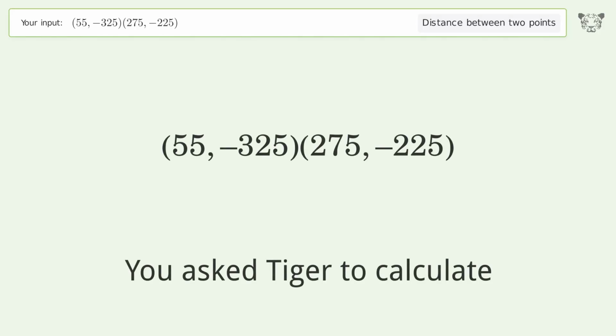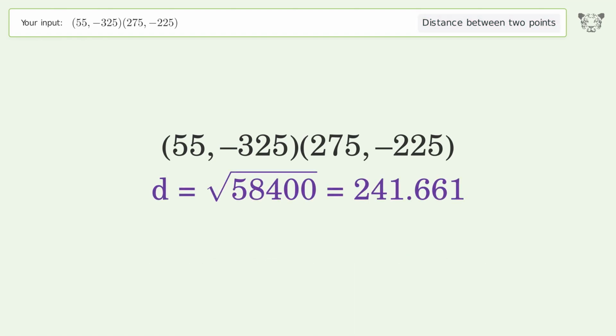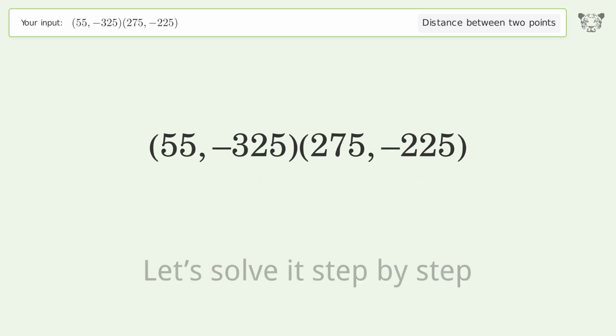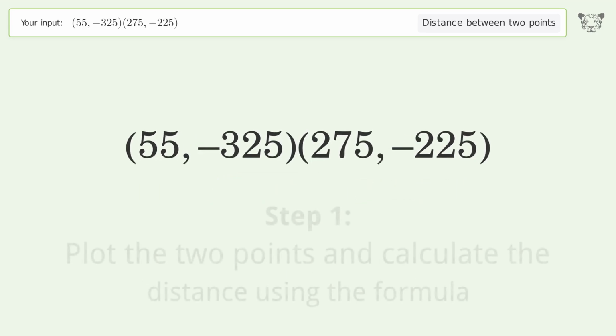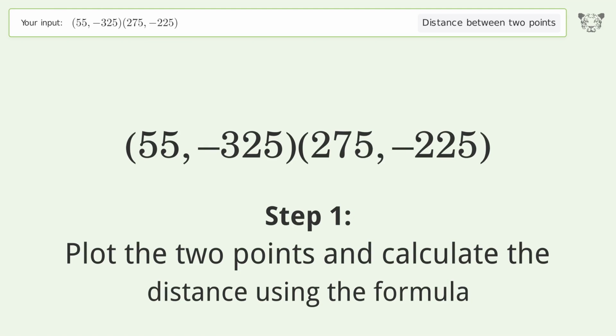You ask Tiger to calculate. This deals with the distance between 2 points. The distance between the 2 points is the square root of 58,400 or 241.661. Let's solve it step by step. Plot the 2 points and calculate the distance using the formula.